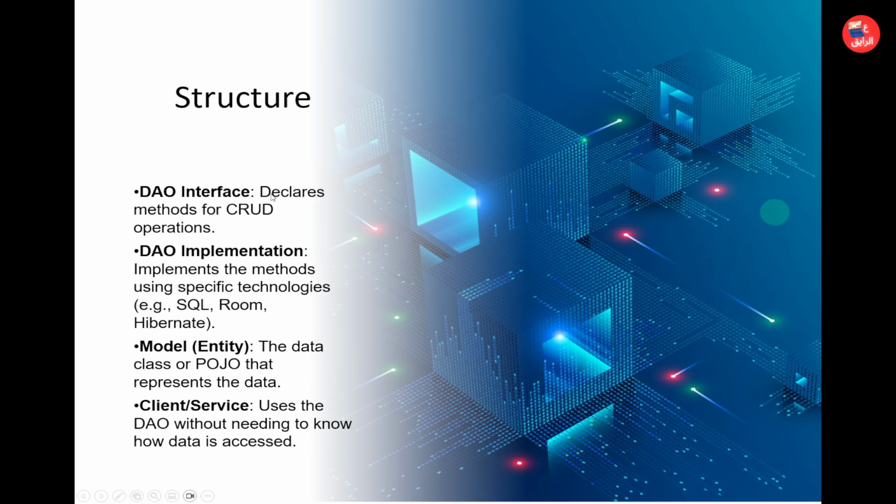The structure of DAO is: the DAO interface, which declares methods for CRUD operations; the DAO implementation, which implements the methods using specific technologies, for example SQL, Room database, and so on; the model, which is the entity, the data class or POJO that represents the data; and the client or service, which uses the DAO without needing to know how data is accessed.